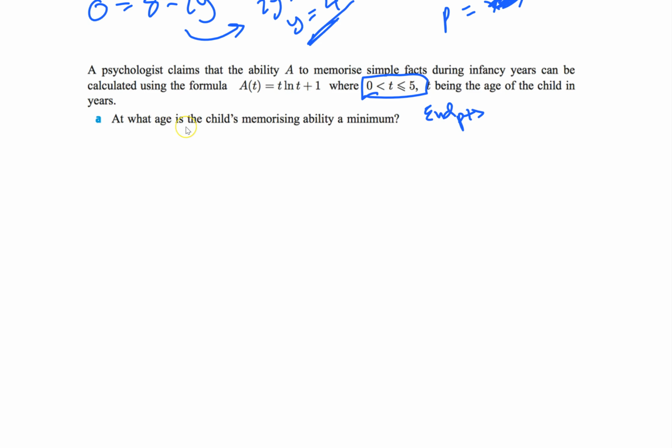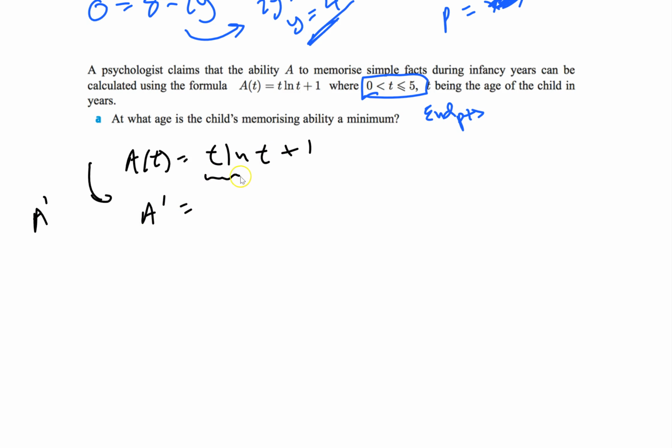So at what age is the child's memorization ability at a minimum? Again, we're trying to find the max or min. That's optimizing. We're trying to optimize this. And they only gave us this one equation. So how do you optimize it? Same thing we always do. Take the derivative, set equal to 0, right? I don't need a constraint. I just have the optimization question. I have everything I need. So take the derivative, set equal to 0.